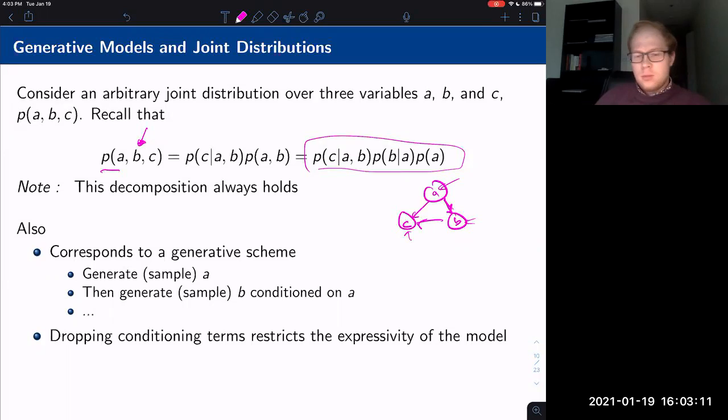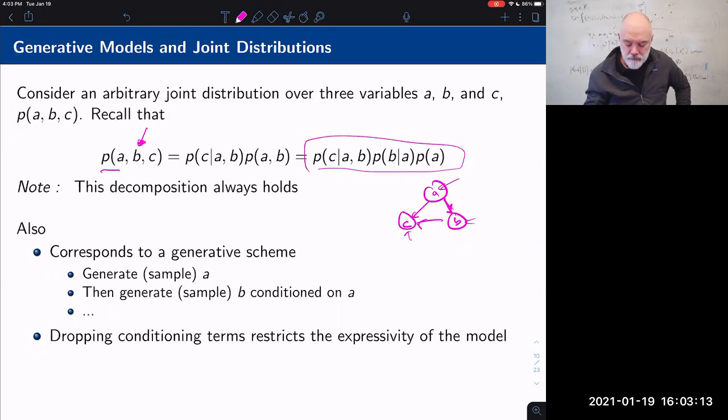Also, and this is fast and furious, the thing that we need to care about is that if you drop edges, in other words, if you drop conditioning, then this is no longer a complete factorization of the joint distribution, and it corresponds to a less expressive model.